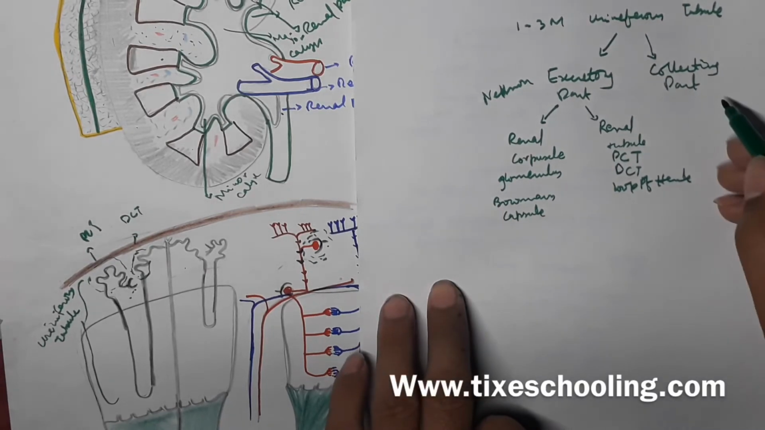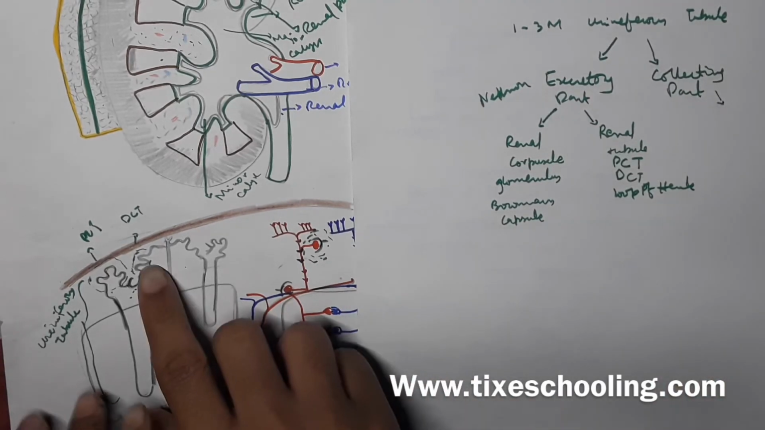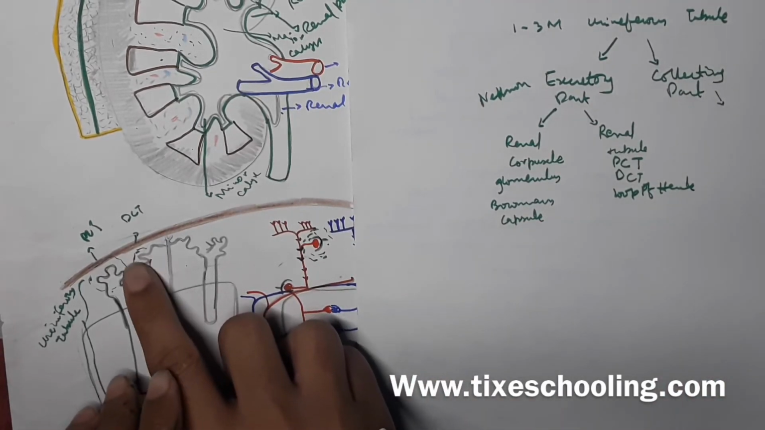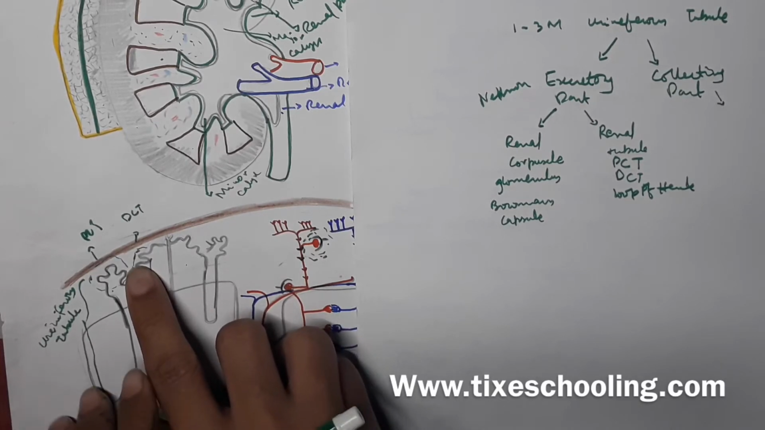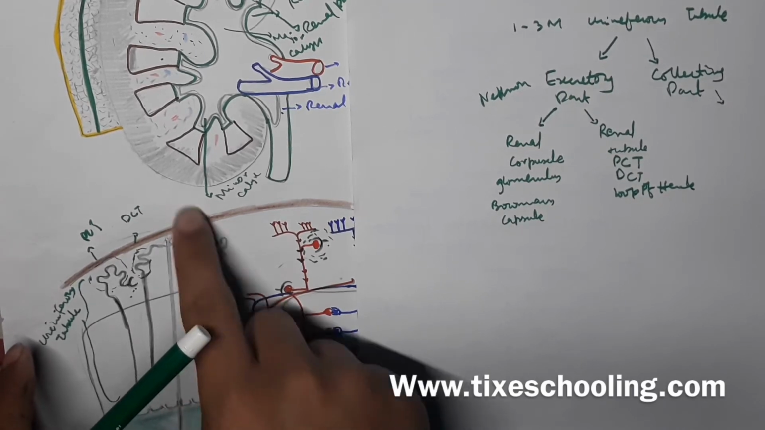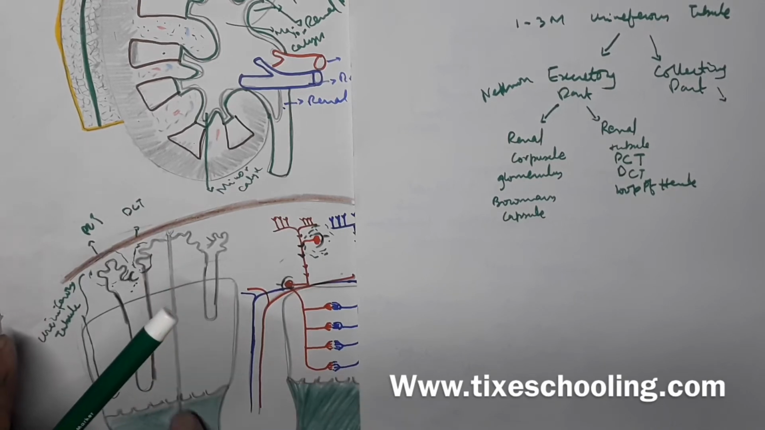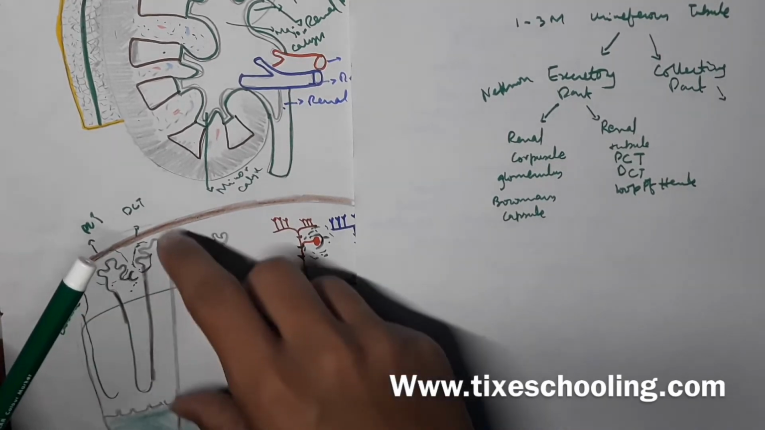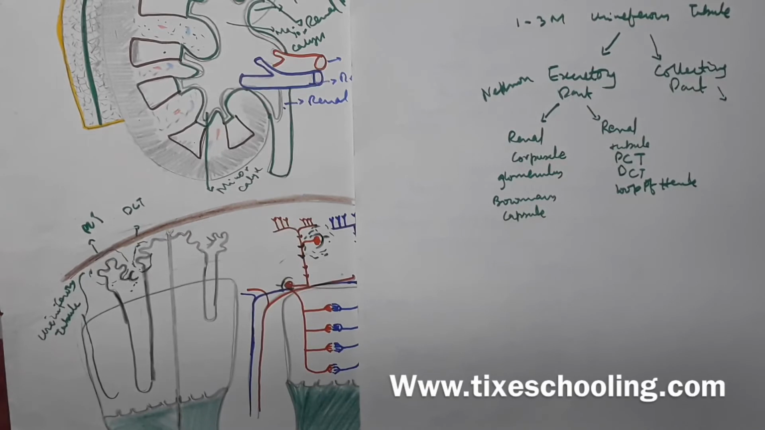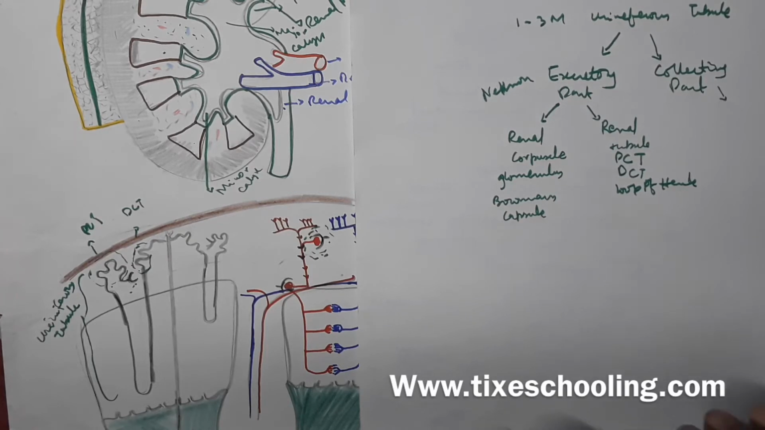Now comes the collecting part. It is the part which connects the distal convoluted tubule to the collecting duct, and connects the distal convoluted tubule up to the minor calyx. This part is called the collecting path. It's the junctional tubule from the distal convoluted tubule of one nephron to the other nephron.